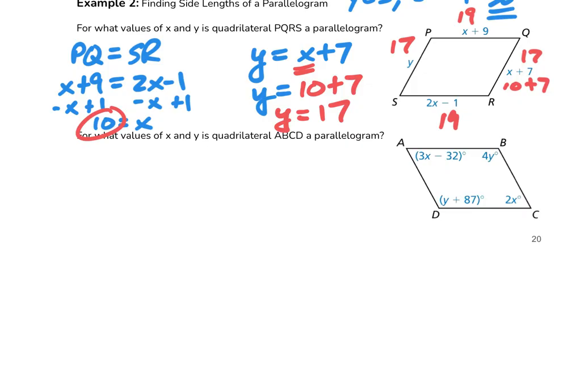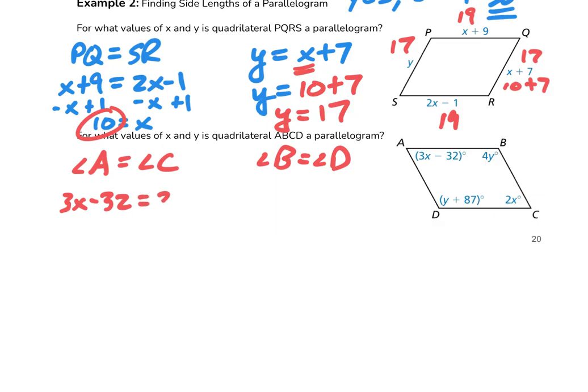What do we know about opposite angles in a parallelogram? They're congruent. If this truly is a parallelogram, A and C have to be congruent, B and D have to be congruent. So we're saying that angle A must be equal to angle C, and angle B has to be equal to angle D. For this to be a parallelogram, those two things must be true. So we have to find the value of y that makes that work. For A and C, we're going to do 3x minus 32 equals 2x.